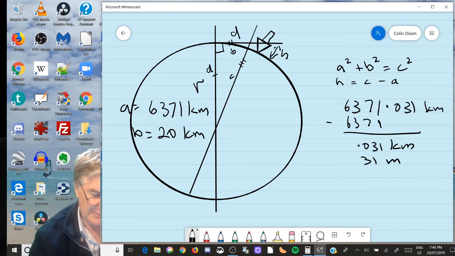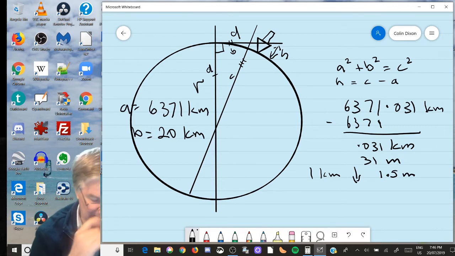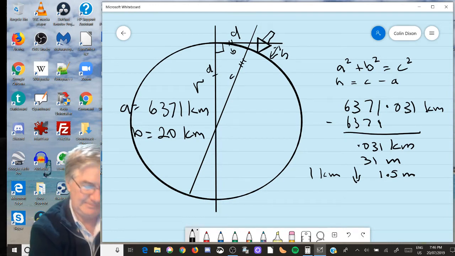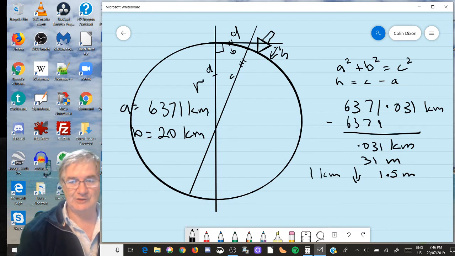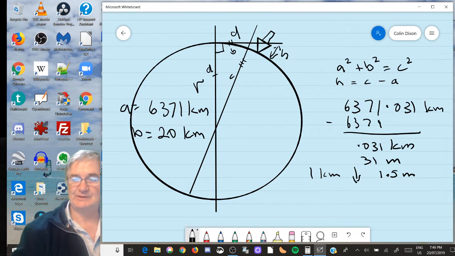So now we know that in 20 kilometres, the ocean drops about 31 metres. So just roughly speaking, for every 1 kilometre, the ocean goes down by about 1.5 metres. Does that make sense? So we've now worked out the curvature of the Earth, 1.5 metres per kilometre. Now we need to see if that gels with our observations. You're all okay with that? Okay.